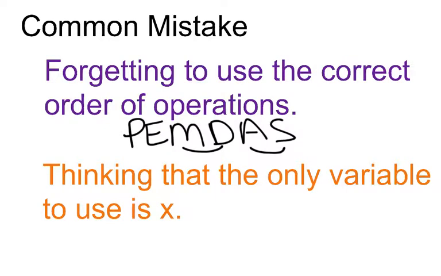And also another common mistake is thinking that the only variable to use is x. For example, you can use any variable. 3 times q minus 4 is perfectly fine. And technically, your variable can be any symbol, but we usually just represent it with letters in this context. But it really can be anything.